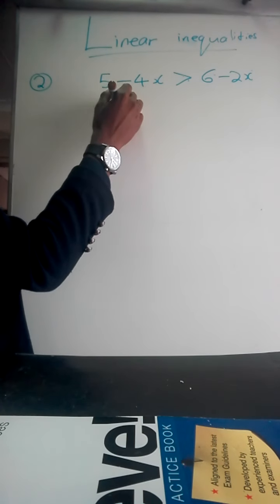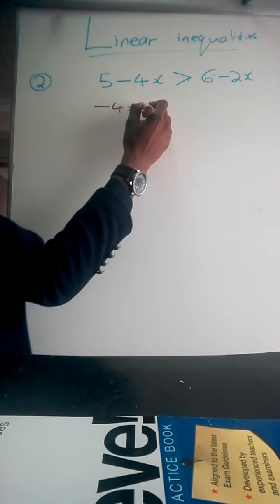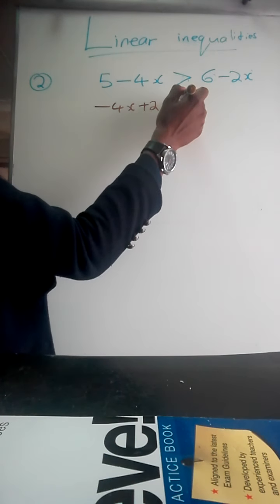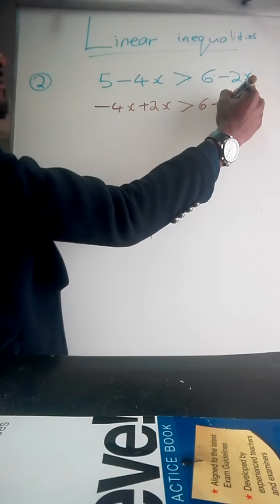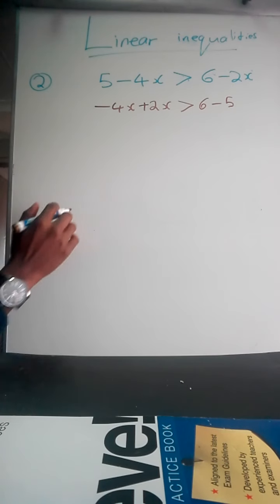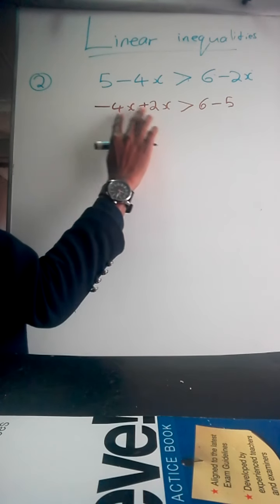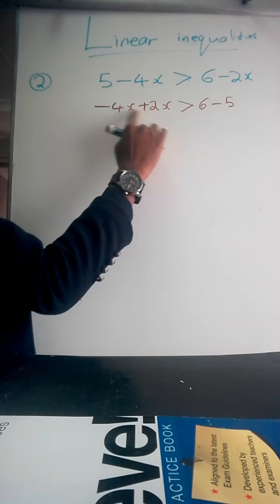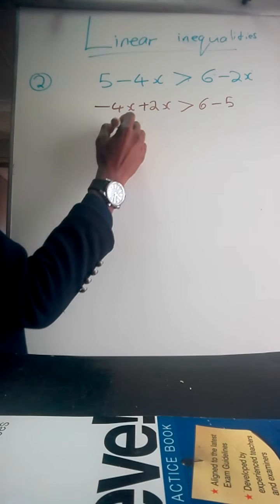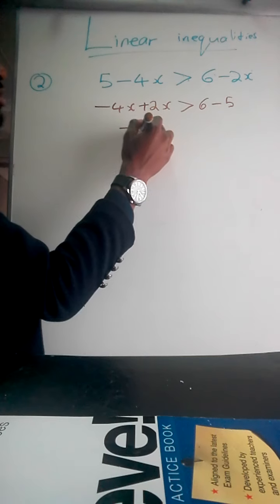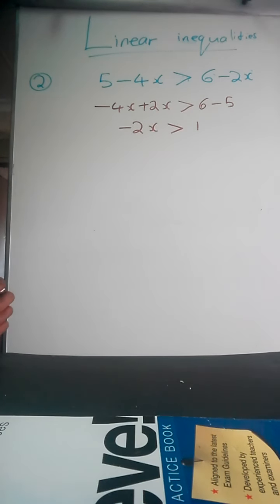So I'm going to leave the 4x on my left hand side, transpose the negative 2x, we get positive 2x greater than 6 minus 5. Sure, you can see that 5 was positive on the left hand side. So the like terms, when the signs of the like terms are not the same, we subtract and we take the sign of the bigger number. The answer will take the sign of the bigger number. So this is going to be minus 2x is greater than definitely 1. The 6 minus 5 is 1.